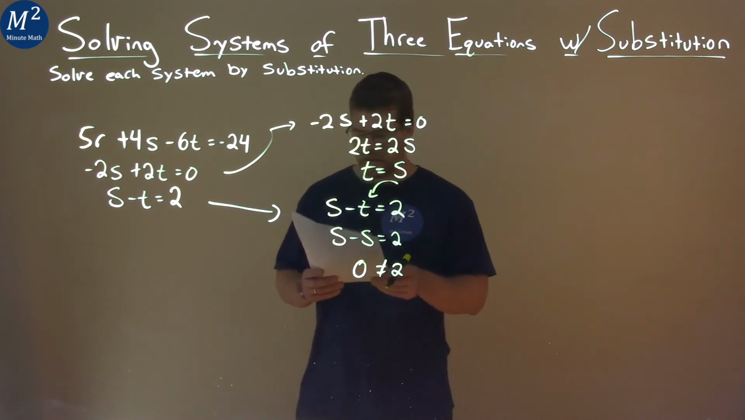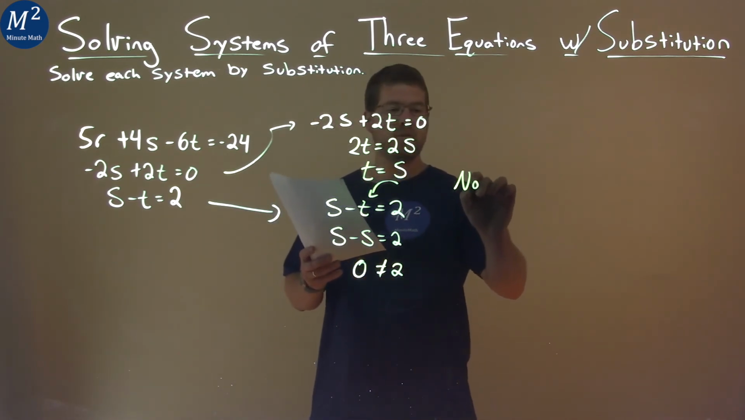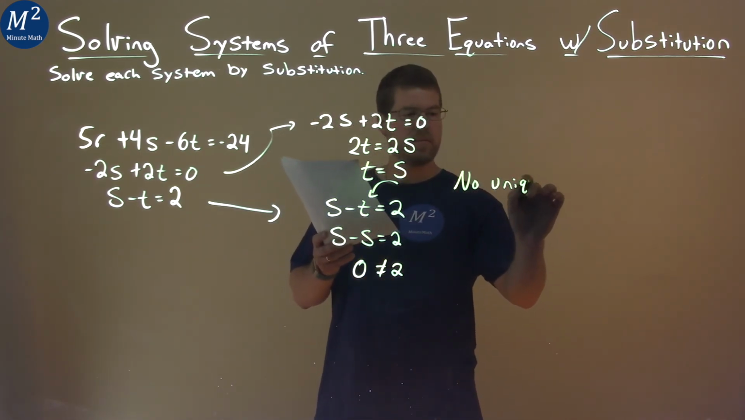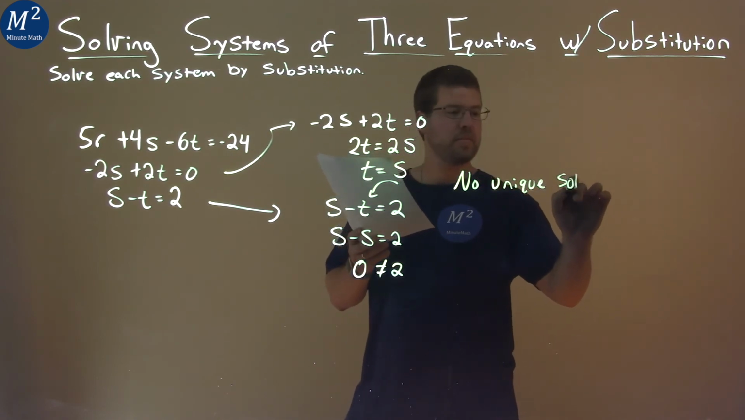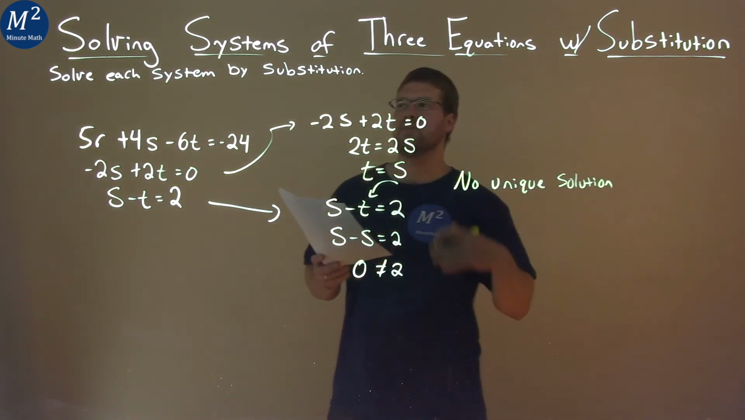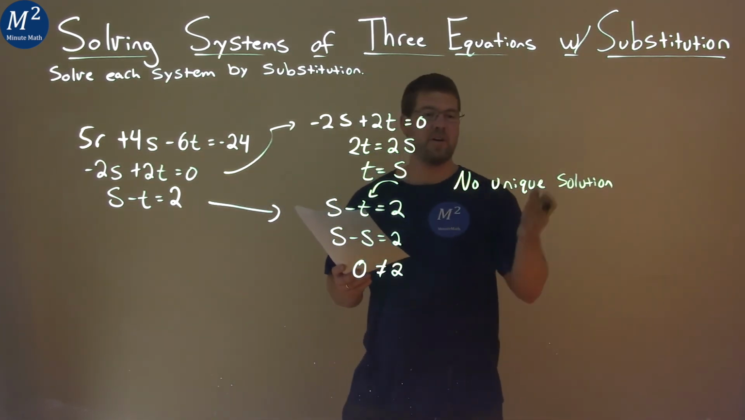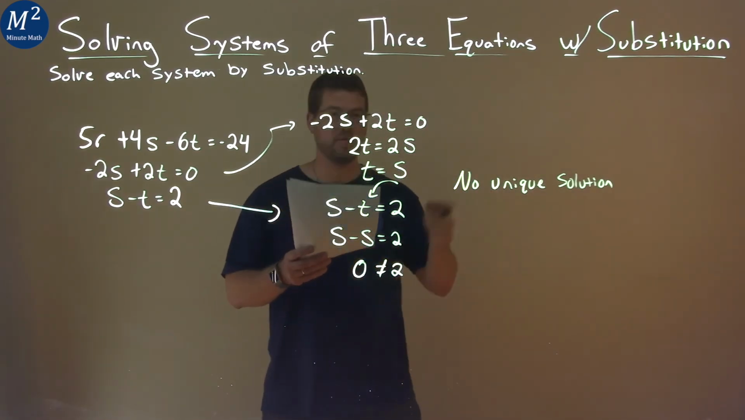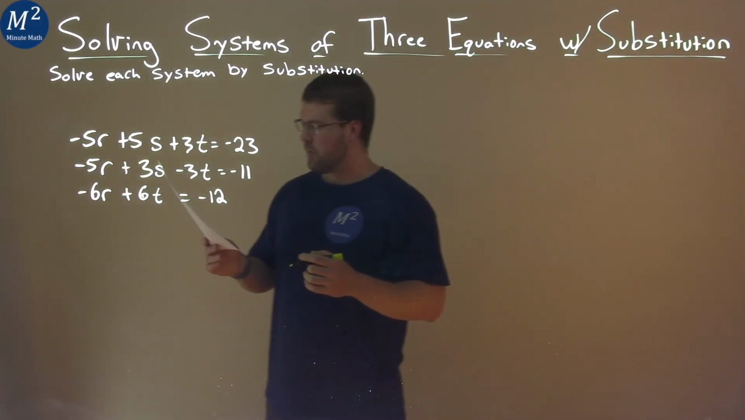What does that tell us? That tells us that we have no unique solution to the system of equations. So that's our final answer. No unique solution.